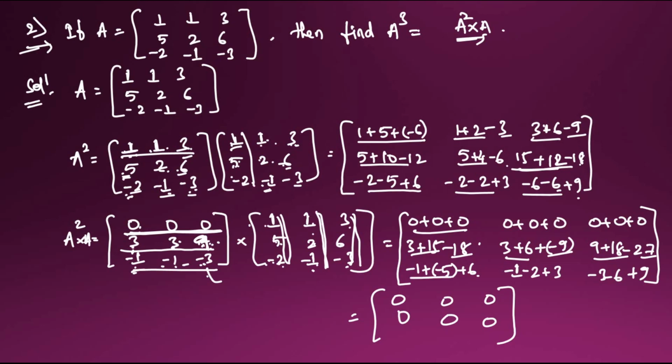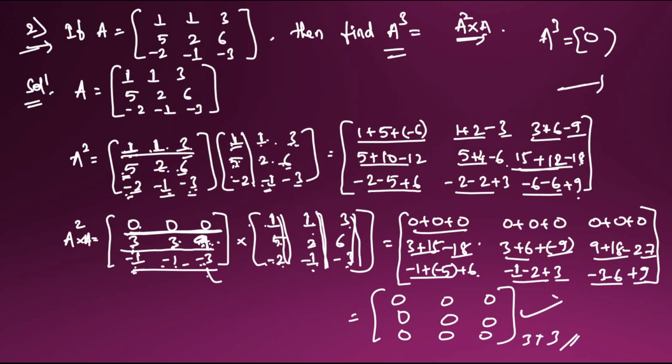Okay, so this minus 6 plus 6 is 0, minus 3 plus 3 is 0, minus 9 plus 9 is 0, so total 3 by 3 is a null set. So a cube is equal to null set. We got this one here. Okay, now this is the end of this section 2 only here.